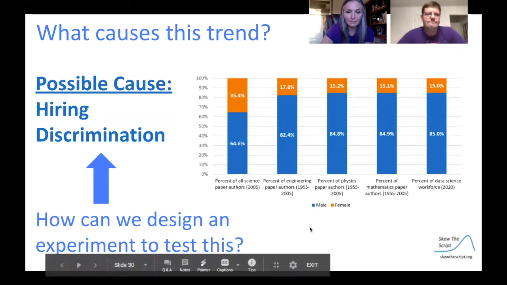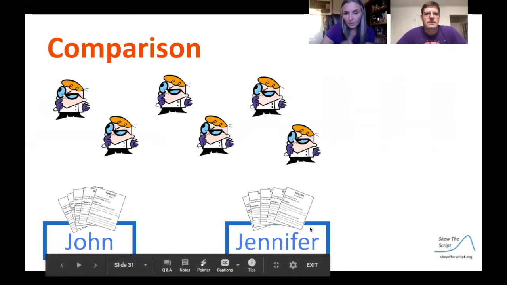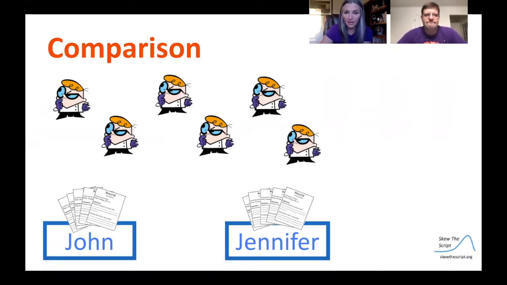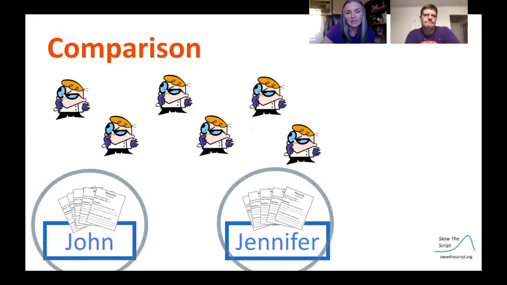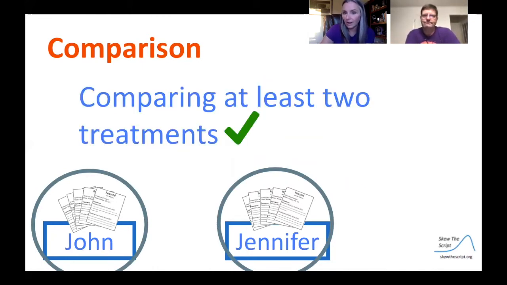Okay. Right. So first part of an experiment is, what are we comparing, right? We are going to compare something in every experiment. Otherwise, it's not much of an experiment. So in this case, our comparison was John and Jennifer, which was our representation of gender. Right. So we've met the first criteria of an experiment, comparing at least 2 treatments.